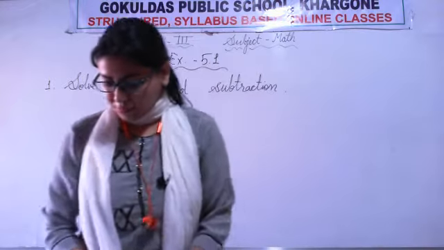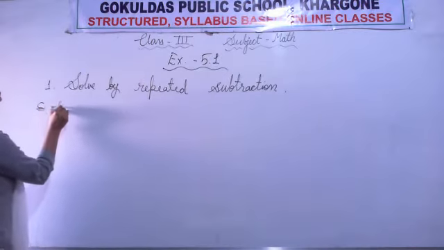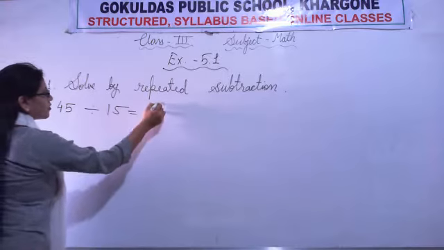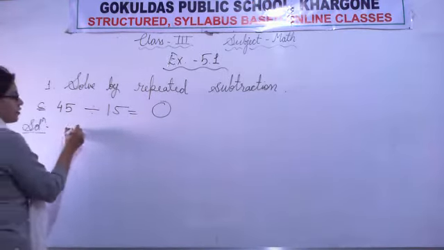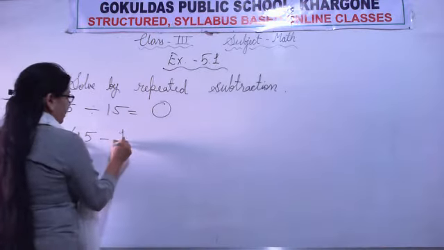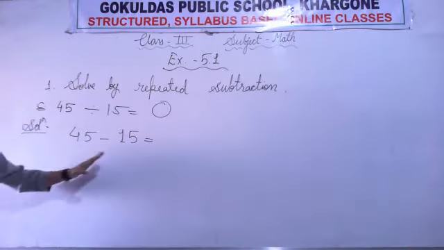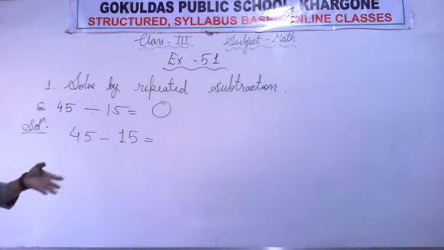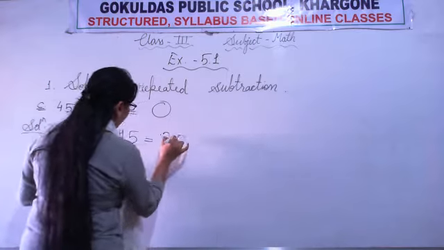So part C is 45 divided by 15. So let's solve this. Let's start the subtraction. So 45 minus 15. Once again students, I am not going to show how to subtract. You know how to subtract. I am just writing down the answer. So 45 minus 15 is 30.